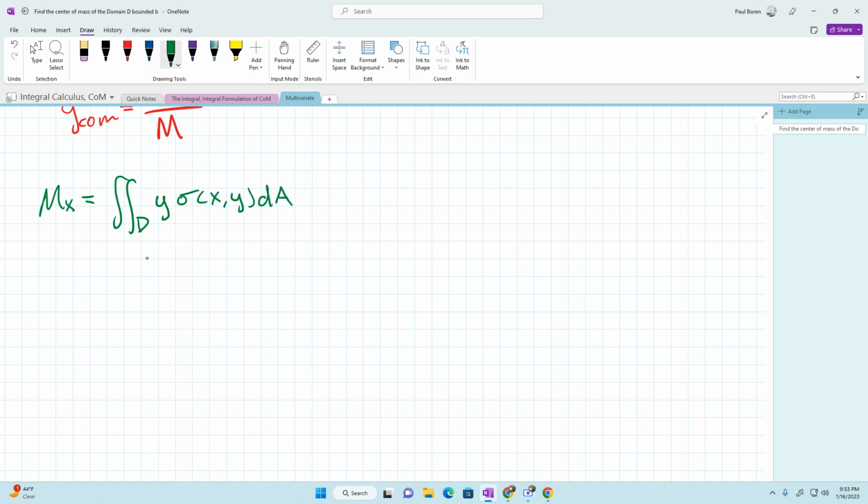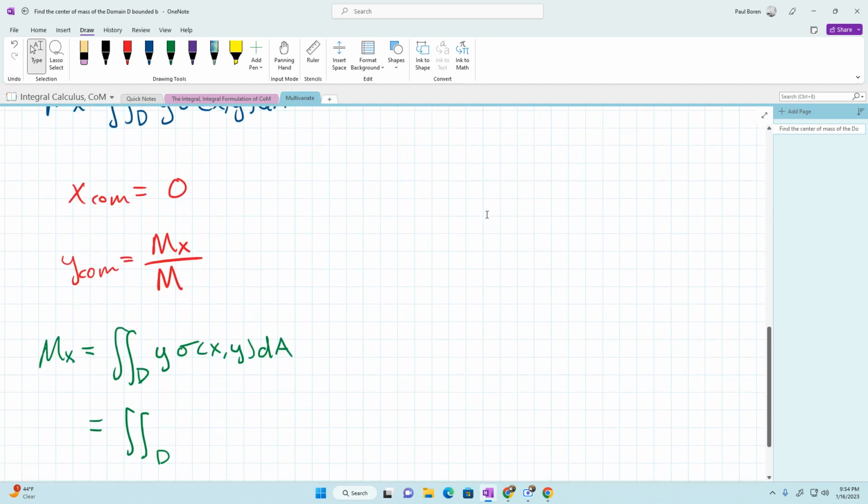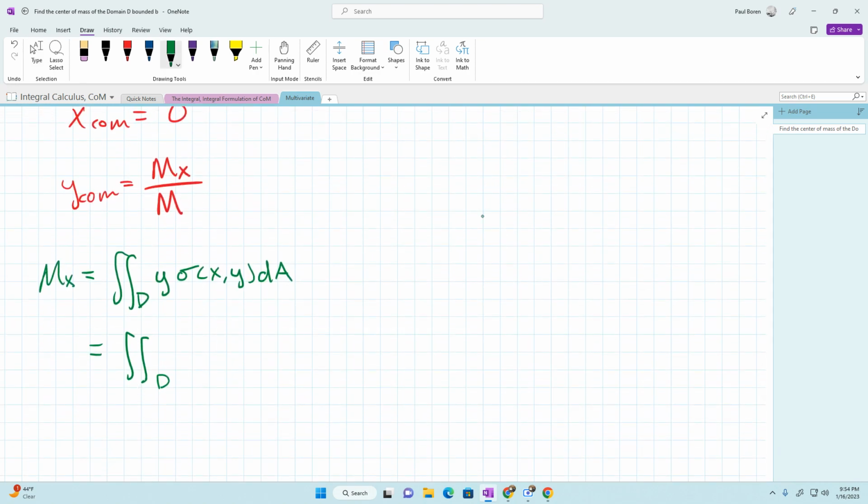Okay, great. So I've just rewritten the equation we have up top. Let's go ahead and plug in some stuff that is specific to our problem. Well, first of all, before we start figuring out our bounds for integrals and stuff like that, we can just go ahead and plug in what our mass density is. If you remember from the problem up here, our mass density is simply sigma equals y. So we can go ahead and plug in y for sigma.